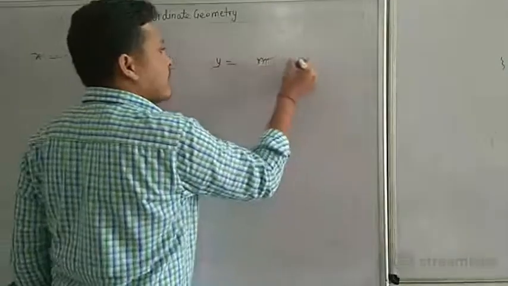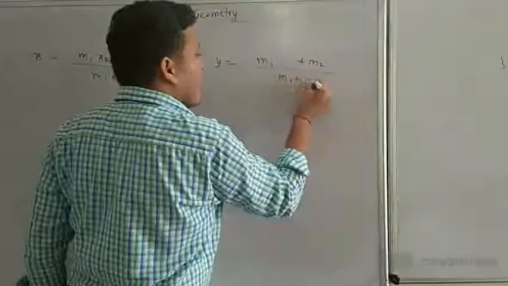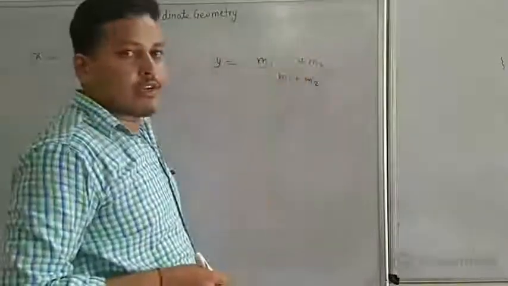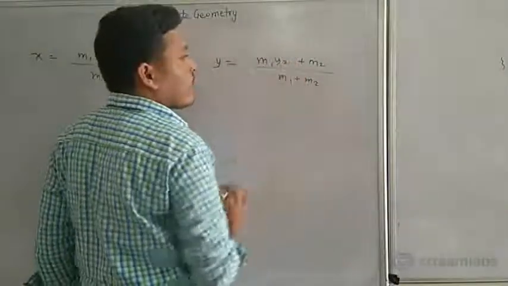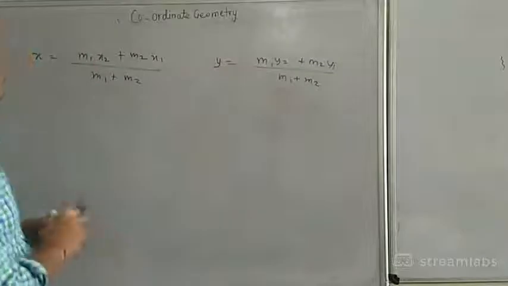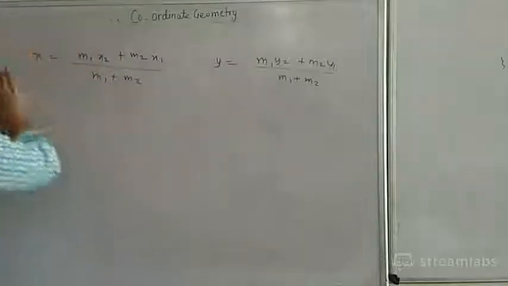Now the value of y. Similarly, y is equal to m1 plus m2 upon m1 plus m2. Tell me what will come here? Y, so the y coordinates will come here. This is 1 to 2, so opposite will come, 2 here and 1 here. Okay, opposite. So these are the two formulas for the values of x and y.